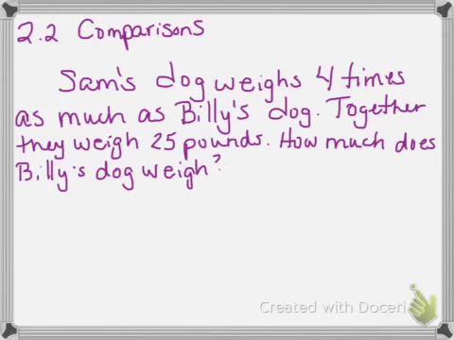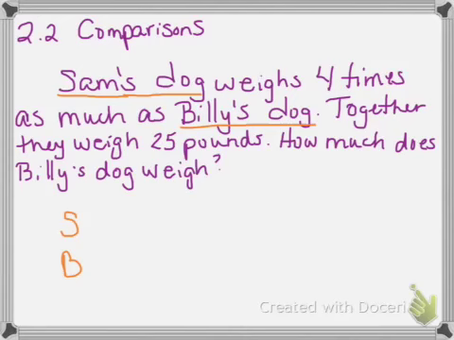The problem says Sam's dog weighs 4 times as much as Billy's dog. Together they weigh 25 pounds. How much does Billy's dog weigh? Well, the first thing I've asked the kids to do is to identify who we are comparing. And we are comparing Sam's dog to Billy's dog. So we're going to write both of them down using just one letter. You could write Sam's or Billy's. I like to do just S and B.